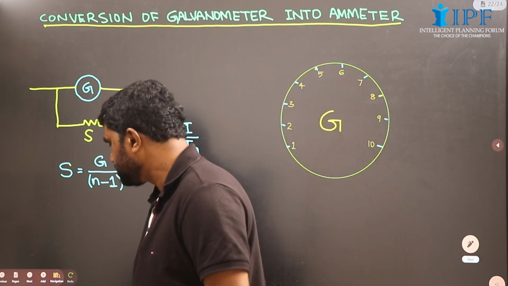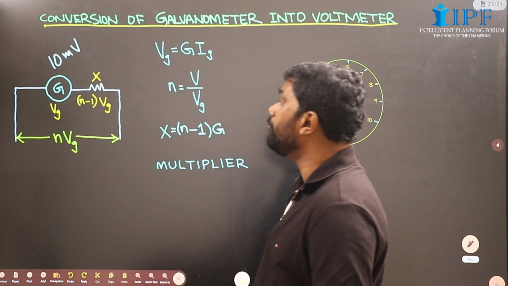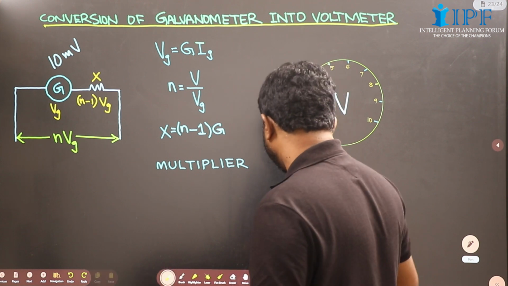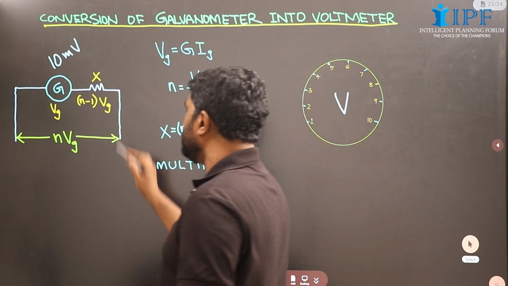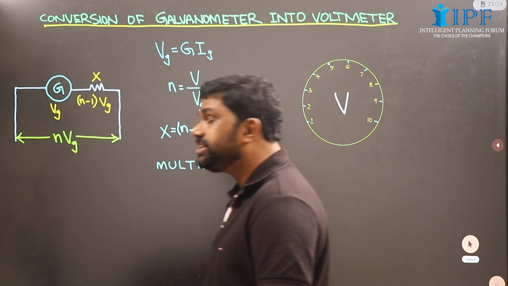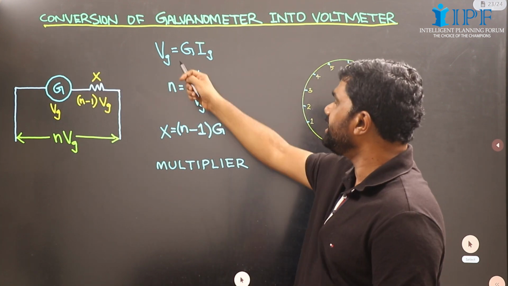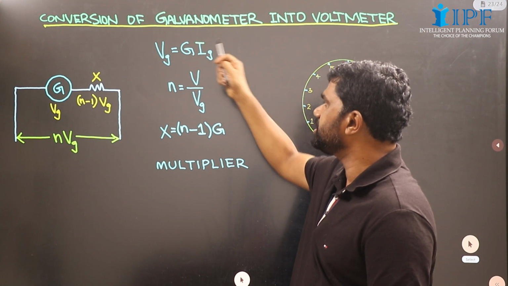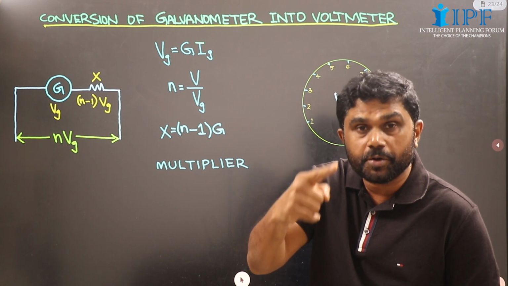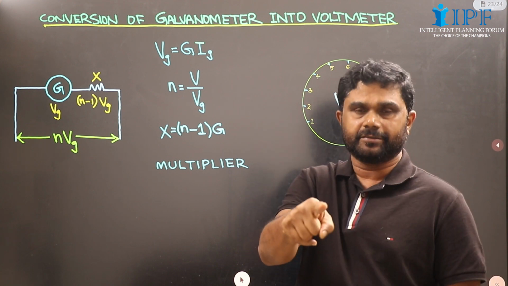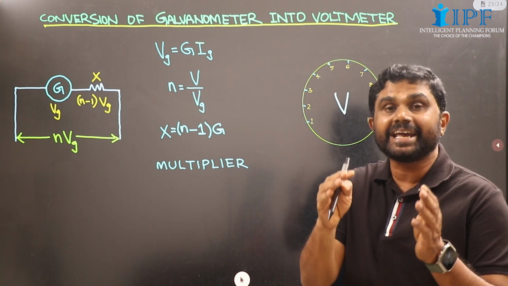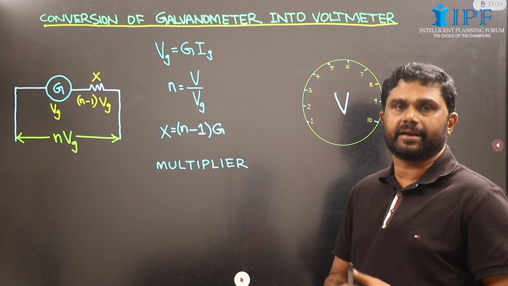Now see children, how do we convert it into a voltmeter? We have a galvanometer capable of measuring a maximum voltage Vg. That Vg is equal to galvanometer resistance into full scale deflection current. It is to be converted into a voltmeter capable of measuring V. Then V by Vg is N, means its range is to be improved by a factor N.